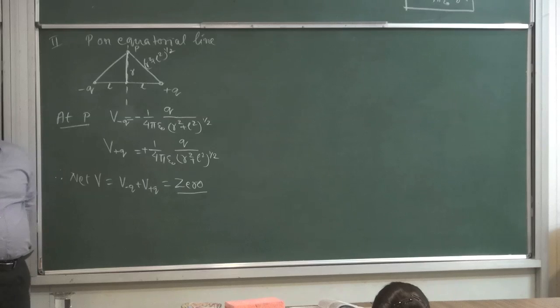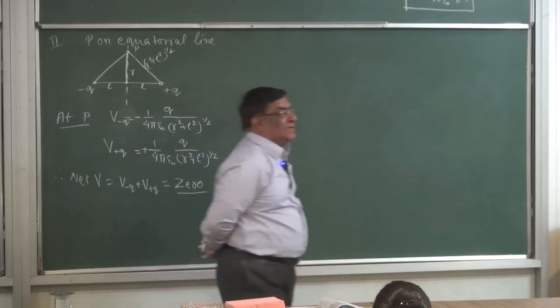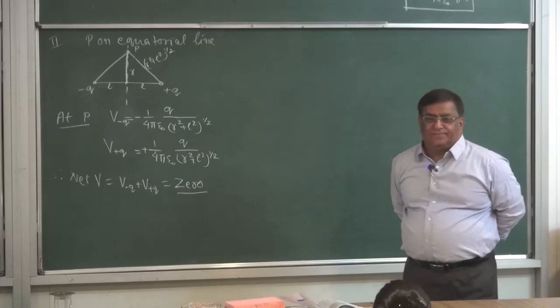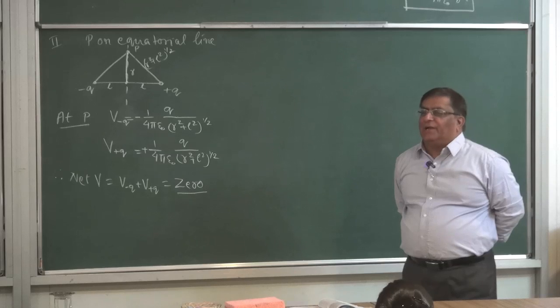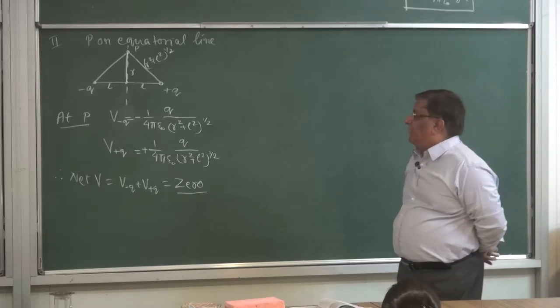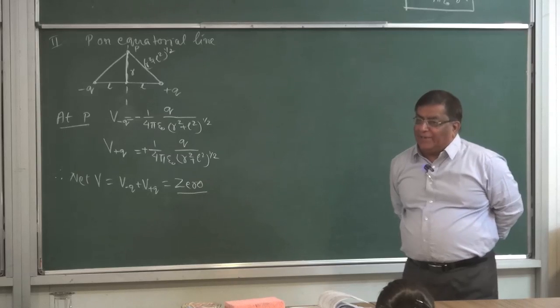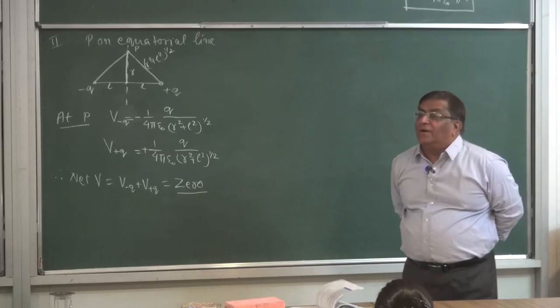is zero, right? Because it's a scalar quantity, there is no direction. There will be a simple addition of plus potential and minus potential, and this will become 0. So remember, in a dipole there is 0 potential. Where?